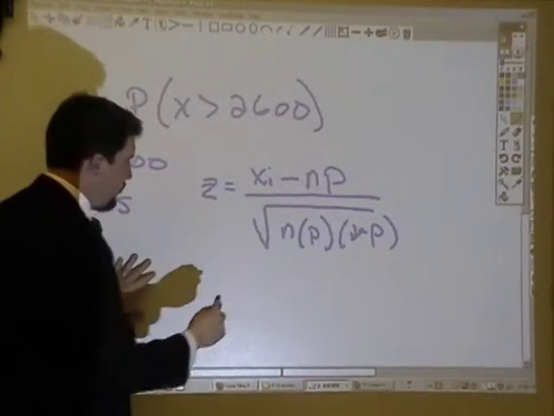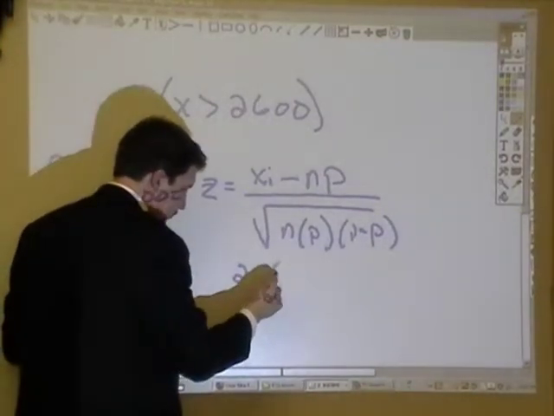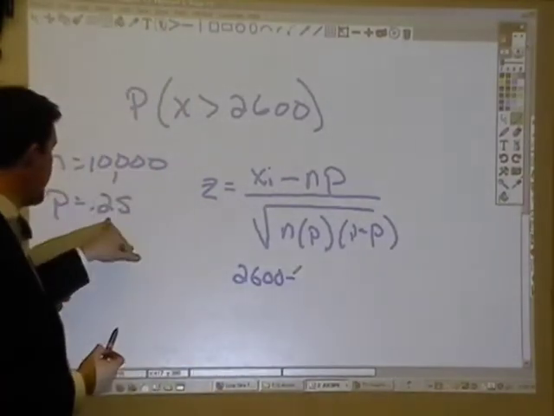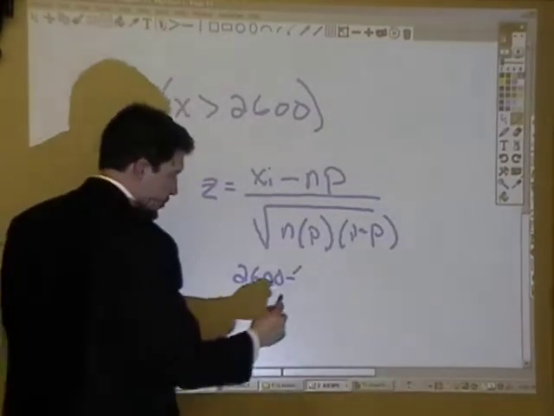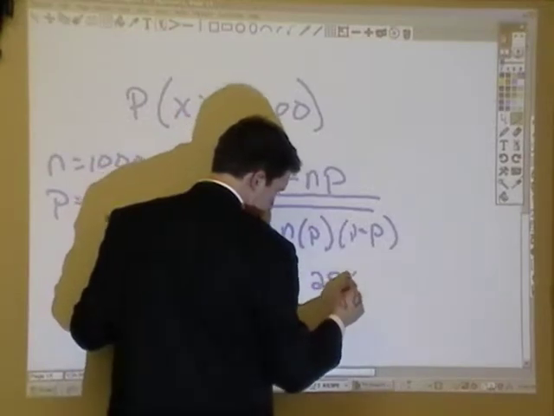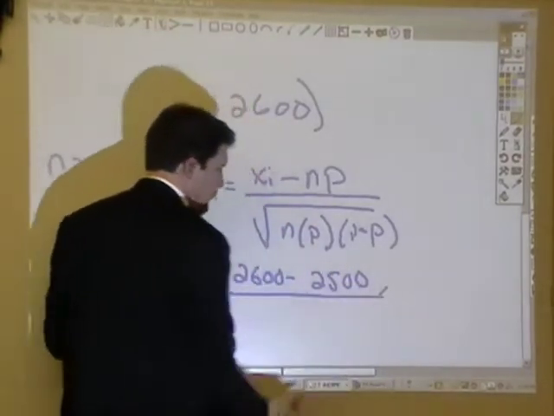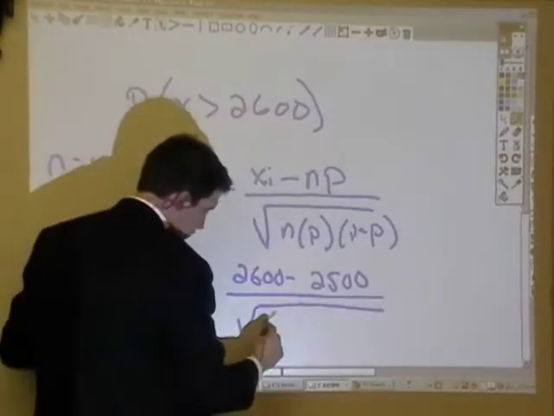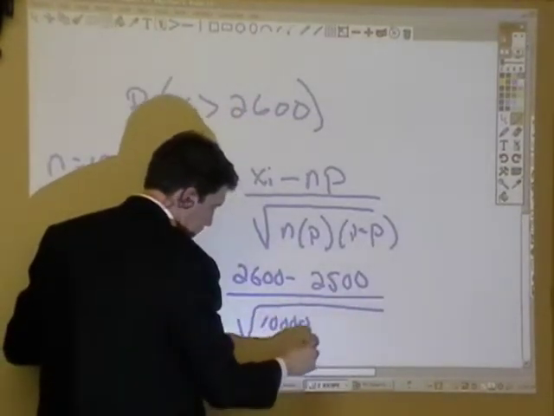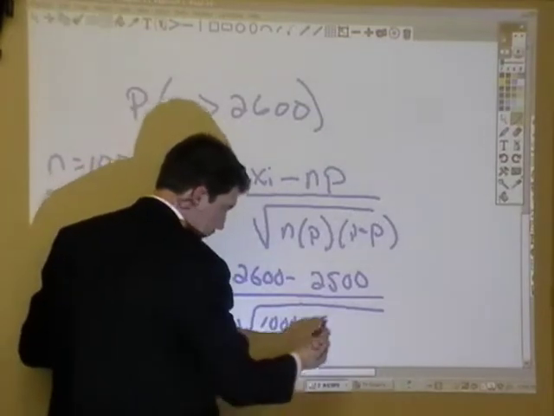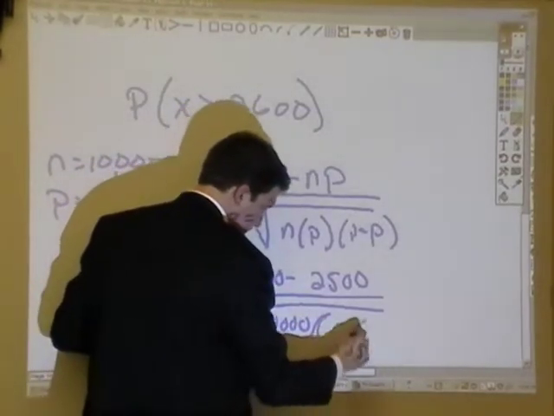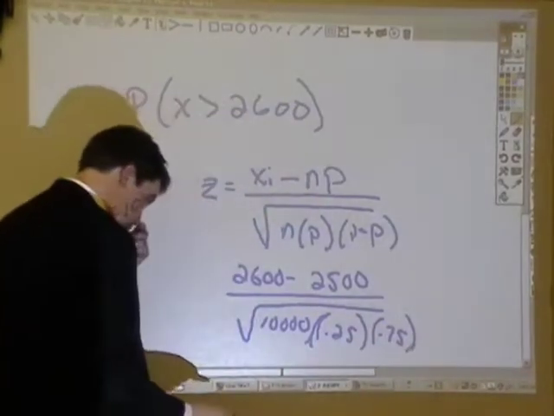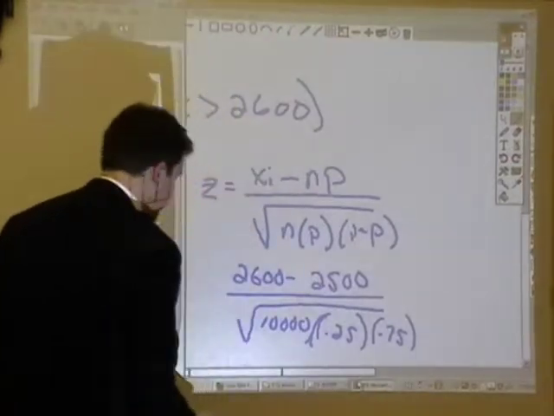2,600 is our value of interest, so we'll say this: 2,600 minus the mean. The mean is n times p, 10,000 times 0.25, which is 2,500, over the square root of 10,000 times 0.25 times 1 minus p, which is 0.75. All right, let's figure out what this is.